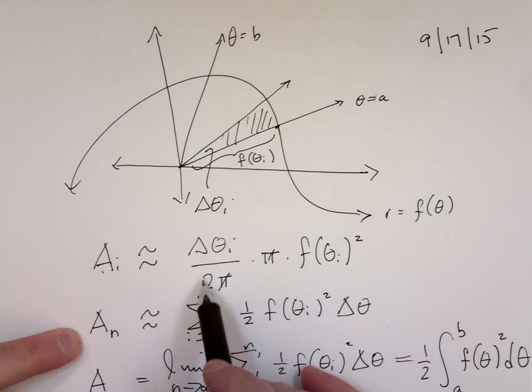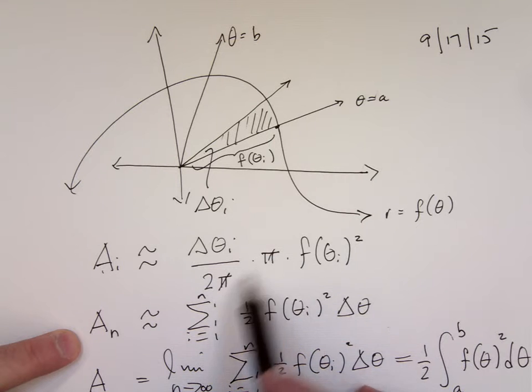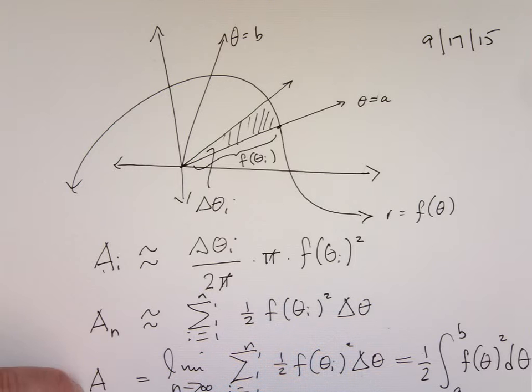So we'll sum up all these little pieces. We have n such pieces here. Pi's will cancel. The exact area is going to be a limit as n goes to infinity of that sum. We have a Riemann sum in terms of theta, which is an integral. And this is the integral that we need to find the area of polar graphs. Okay, let's do one.